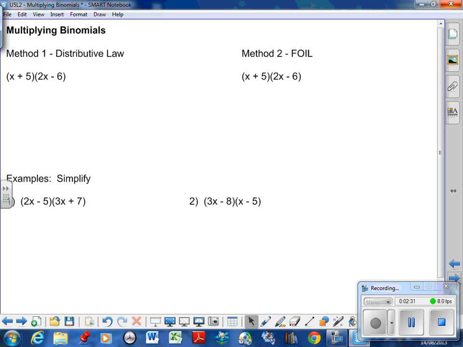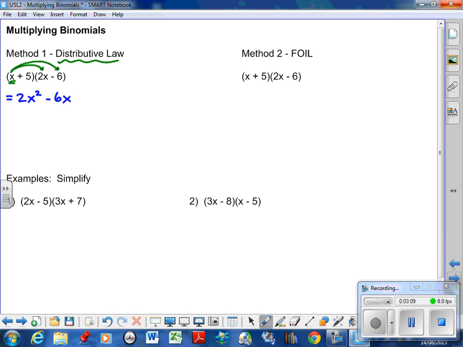So, multiplying binomials now. There are 2 ways to think of it, and I'm going to give you the 2 different methods. You pick the one that best suits you, whatever speaks to you. The first one follows along with our theme of the distributive law. The distributive law says that everything in front has to multiply everything in the bracket. So this x is going to have to multiply the 2x, and it's going to have to multiply the 6. So that's where we start. We have x times 2x is 2x squared, and then x times negative 6 is negative 6x.